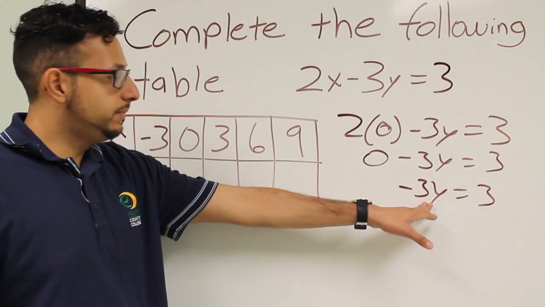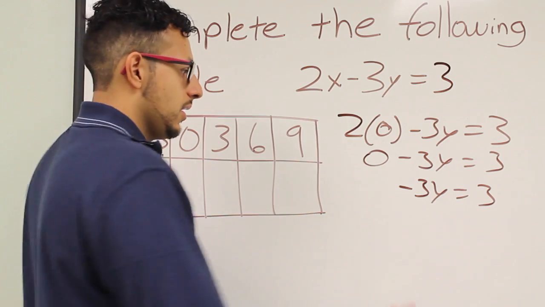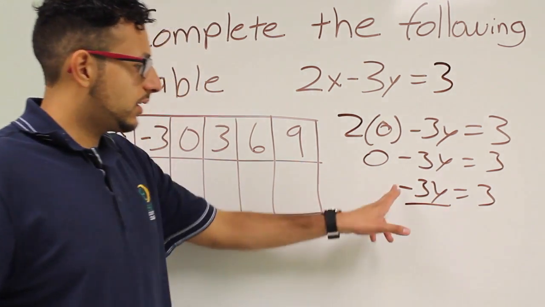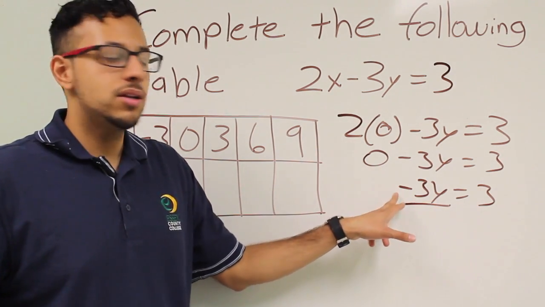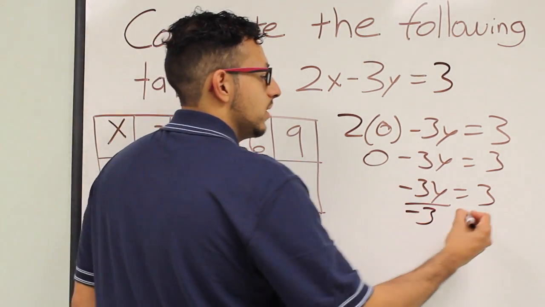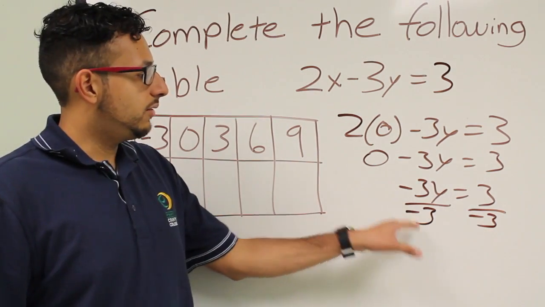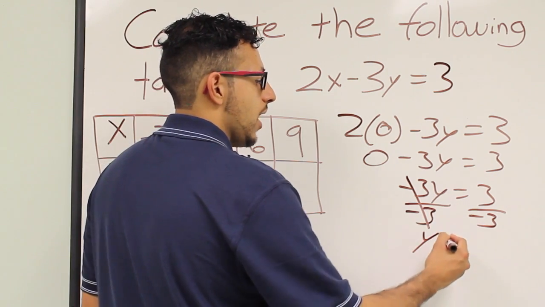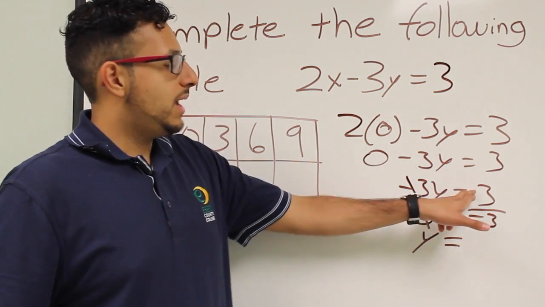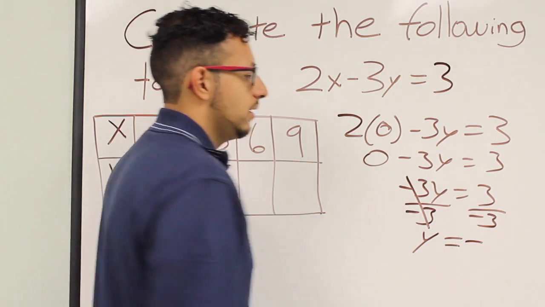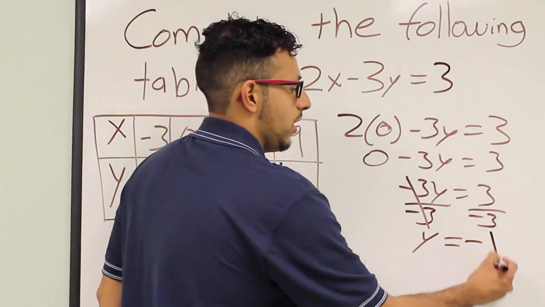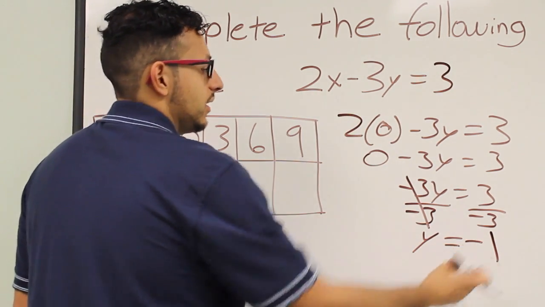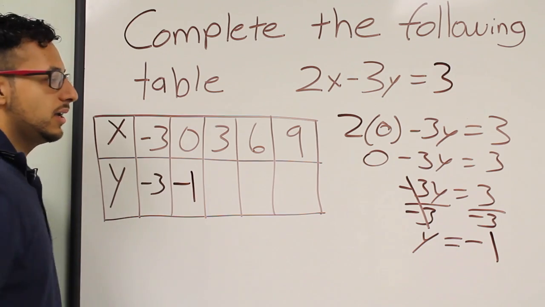Now to solve for y, we have to divide by the number in front of it. Because it's multiplication, we always got to divide if it's multiplication. Because -3 times y, to get rid of the -3, we have to divide by -3 to both sides. So -3 divided by -3 is 1. So we're left with 1y is equal to positive divided by negative is negative. 3 divided by 3 is 1. So when we plugged in 0 for x, we solve for y, we get -1. So that we're going to fill in into our table.